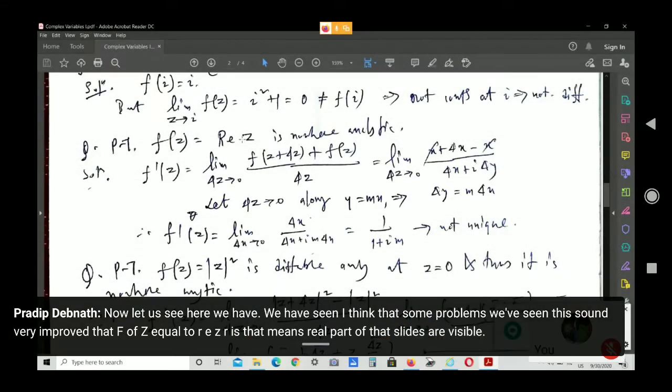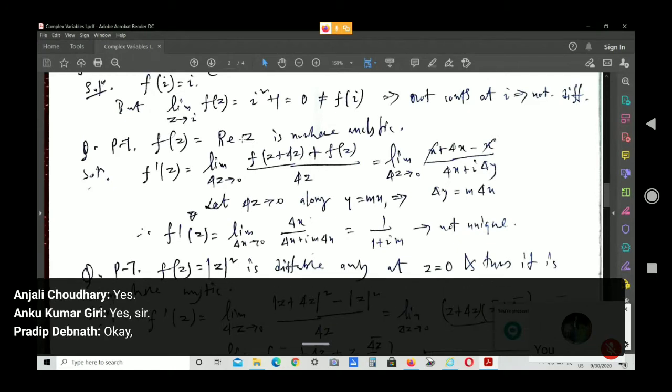The slides are visible? Is the slide visible or not? Yes, sir. Okay.